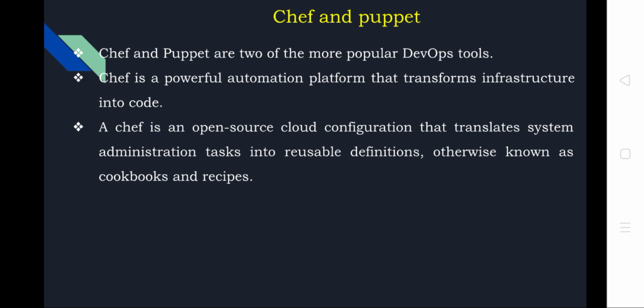Chef is an open source cloud configuration tool that translates system administration tasks into reusable definitions, otherwise known as cookbooks and recipes. Once you configure the cloud, Chef is able to translate the system administration tasks, that is, the housekeeping work or administration tasks you do, so that whatever you do, those tasks can be automated.